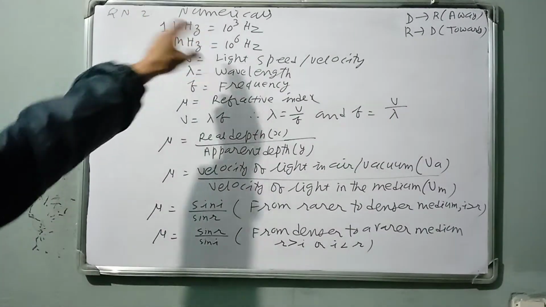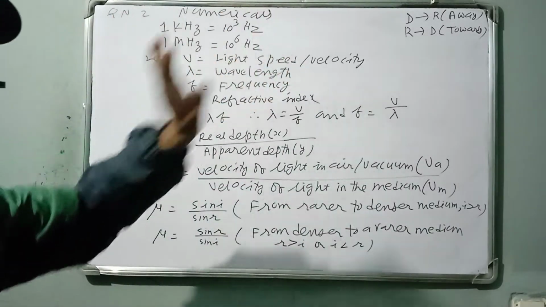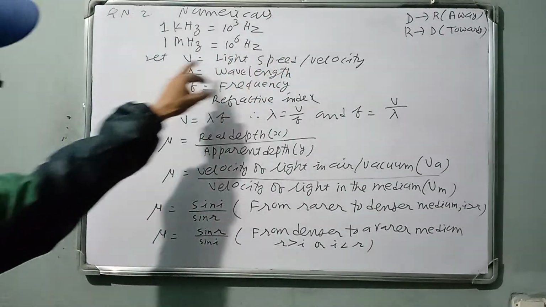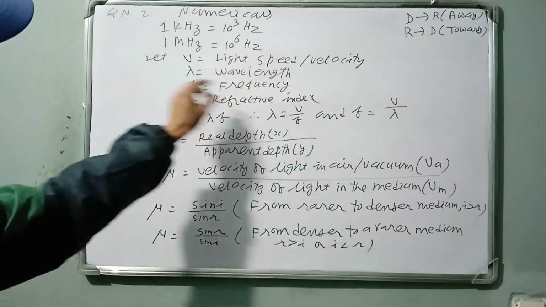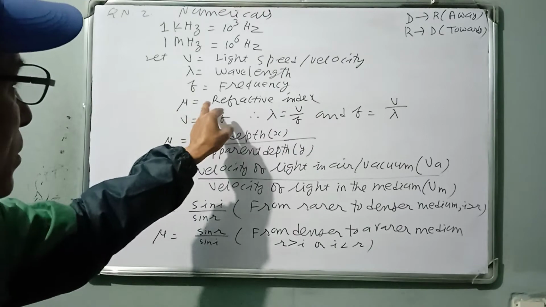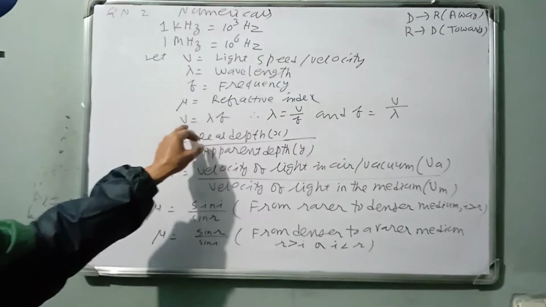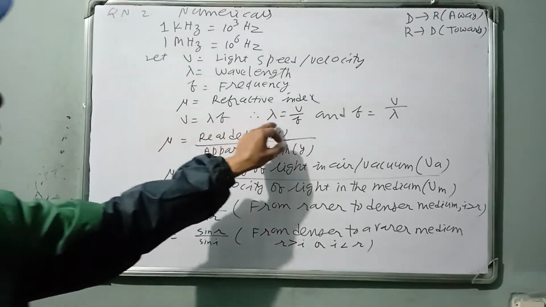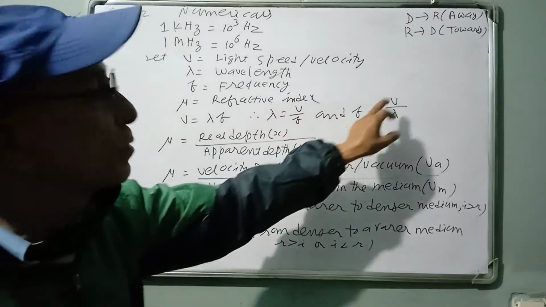Kilo means 1000, mega means 10 to the power 6, 10 lakh. V, speed of light, velocity of light. Lambda, wavelength. F, frequency. Mu, refractive index. Formula: V equals lambda F. Lambda is V by F. F equals V by lambda.